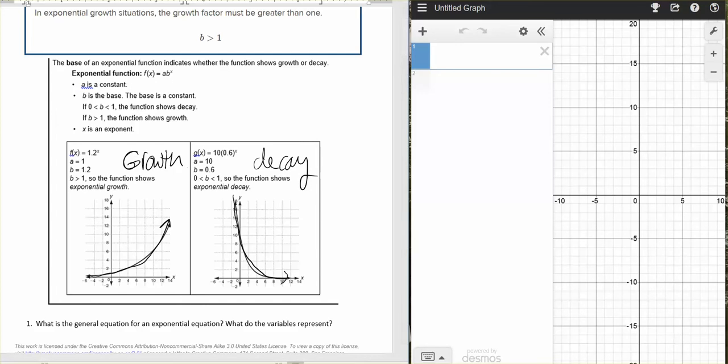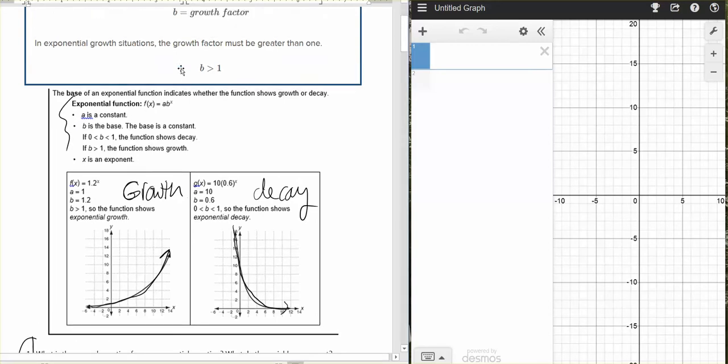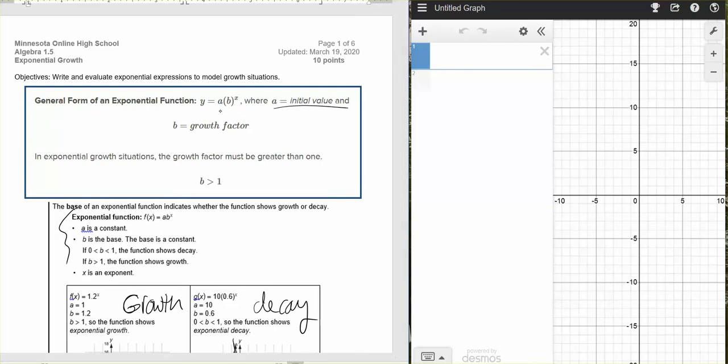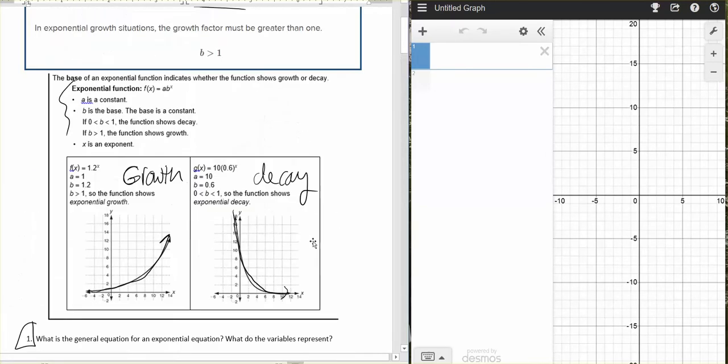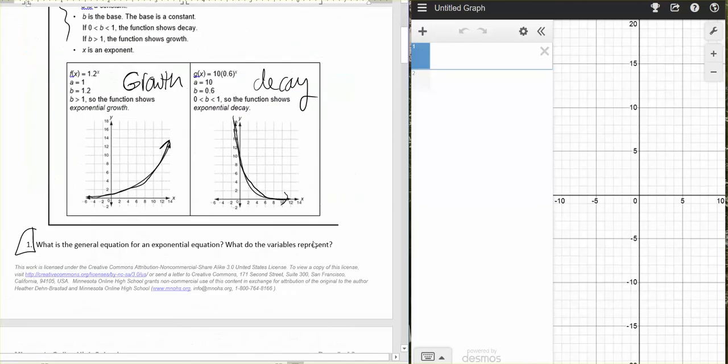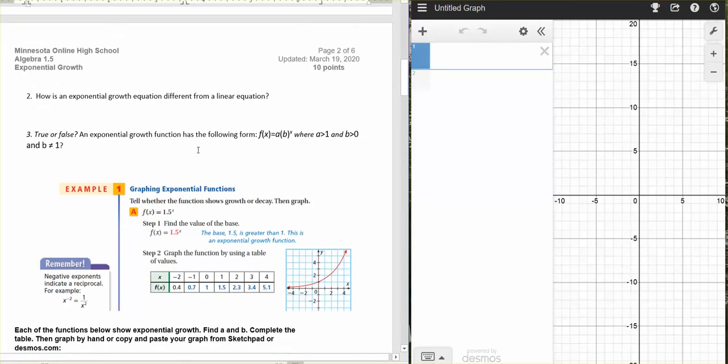So number 1, don't miss question number 1, says what is the general equation for an exponential equation? What do the variables represent? So you can either find that up here, or you can find that at the top a little bit higher. We talk about what a is, what b is, and what the variables represent. And then there's a couple more questions just talking about exponential functions and what those equations look like.